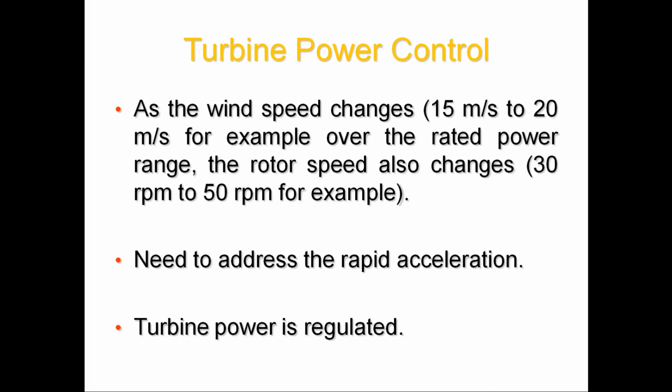So, power control. For example, when the wind speed changes in the previous diagram, from 15 to 20 meters per second in the rated power range, the rotor speed also changes from 30 to 50 rpm. So we need to address the rapid acceleration in this power control system. The turbine power is regulated, that is, after attaining the peak power, there is no hike in the power generation.